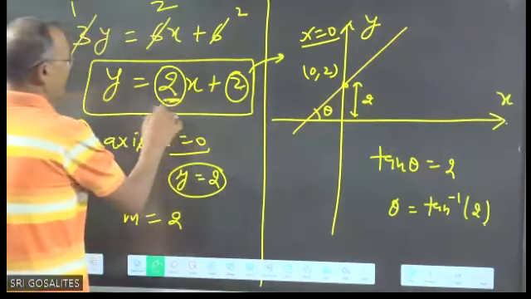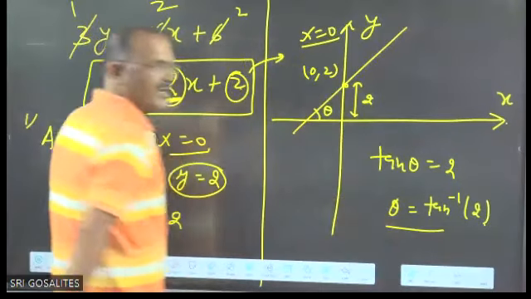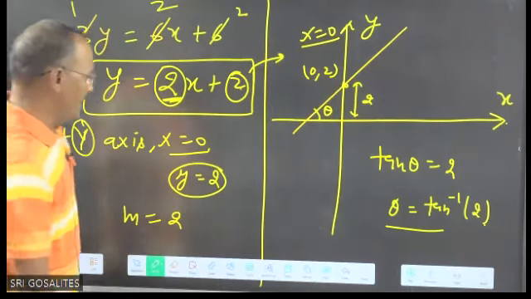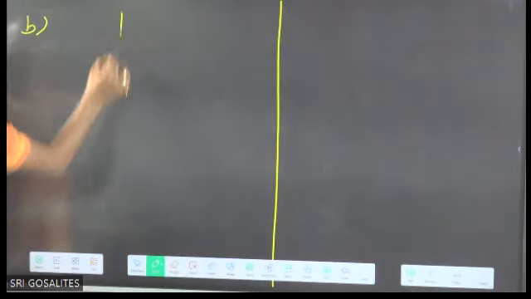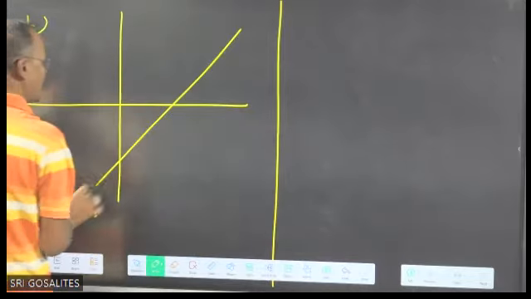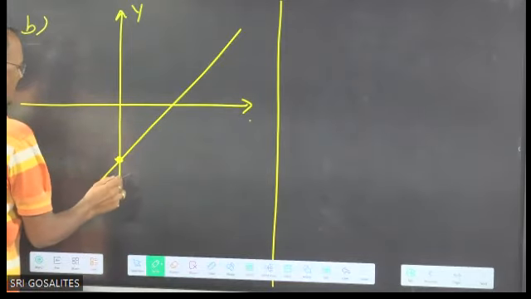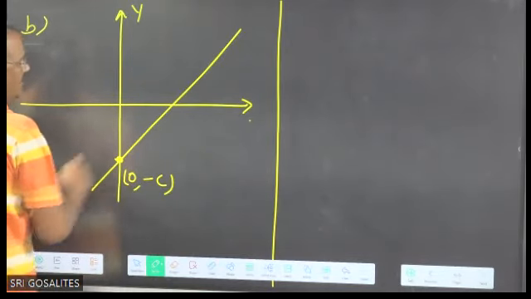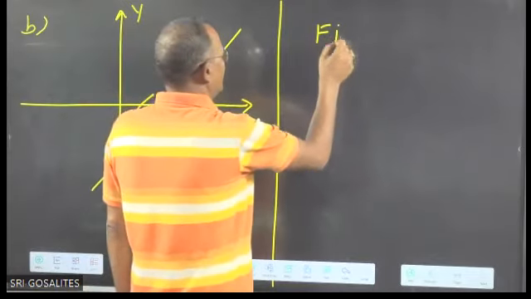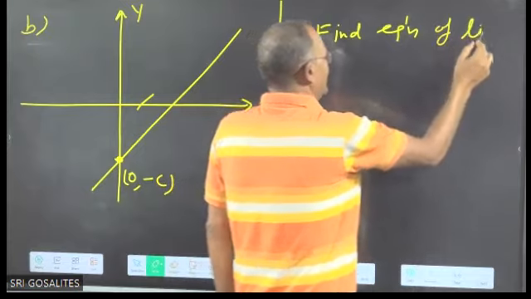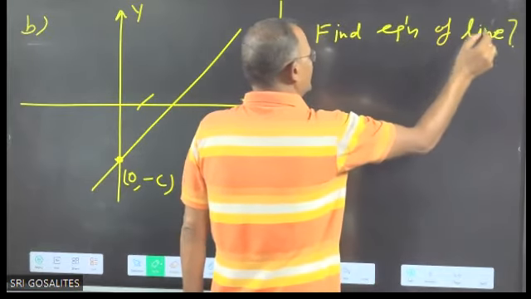This is 2, na? M. So tan inverse 2, not the 3. Because standard equation is this, mx plus c. Fine. So now we will take another line. Second. Now you tell me, if line is like this, it's cutting at 0, comma minus c. Then find the equation of line. What is the equation of this line, bacho?